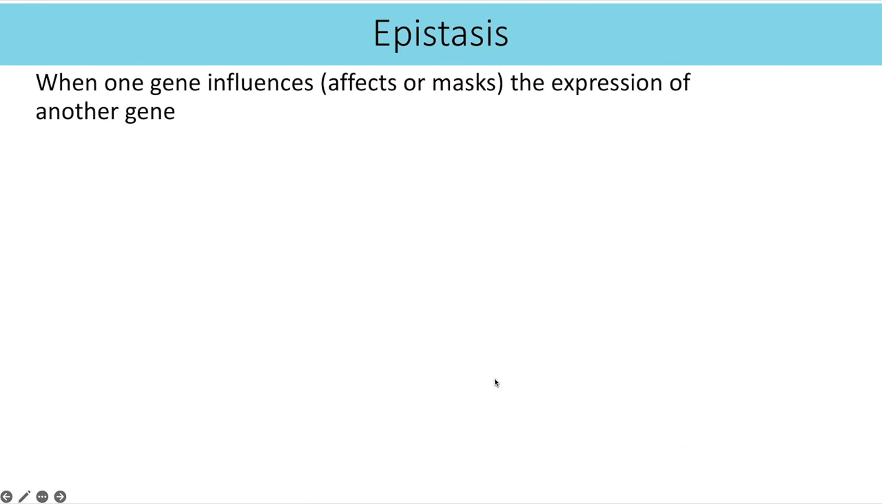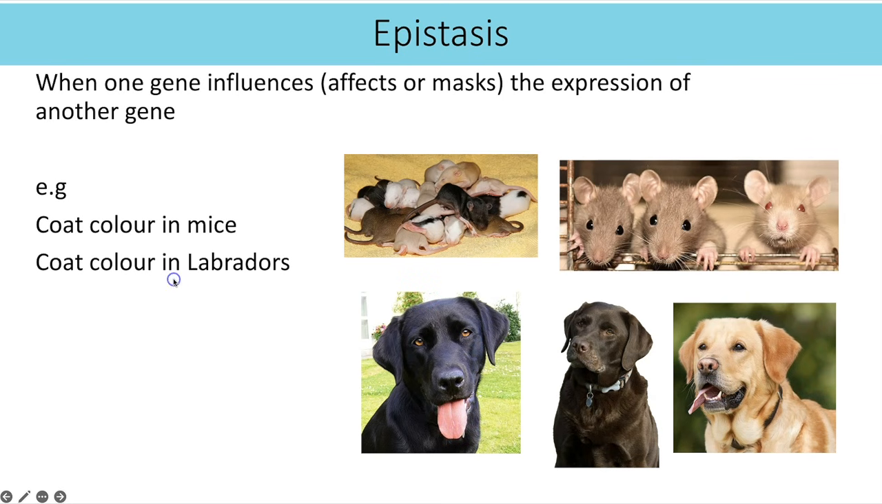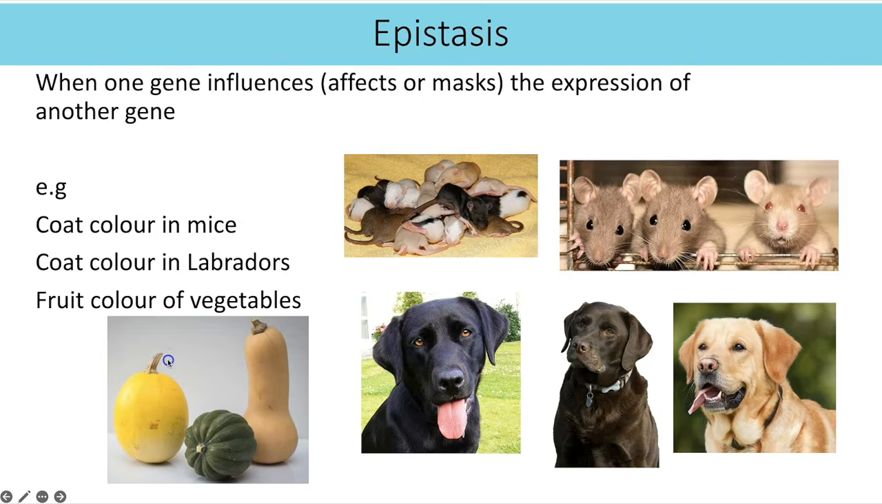Next is epistasis, and that was the definition we said is where one gene influences the expression of another gene. An example of this is coat colour in mice or coat colour in Labradors. Fruit colour in vegetables is another one. So colour is quite a common example.